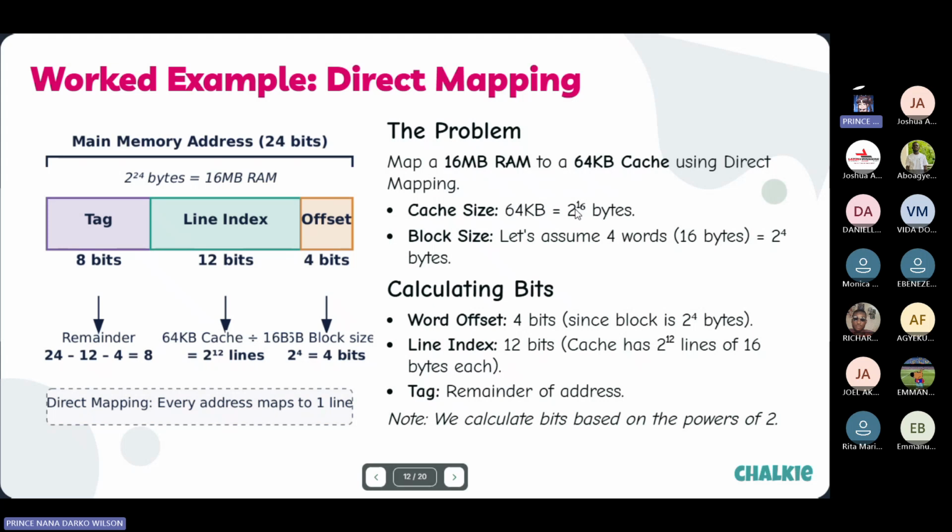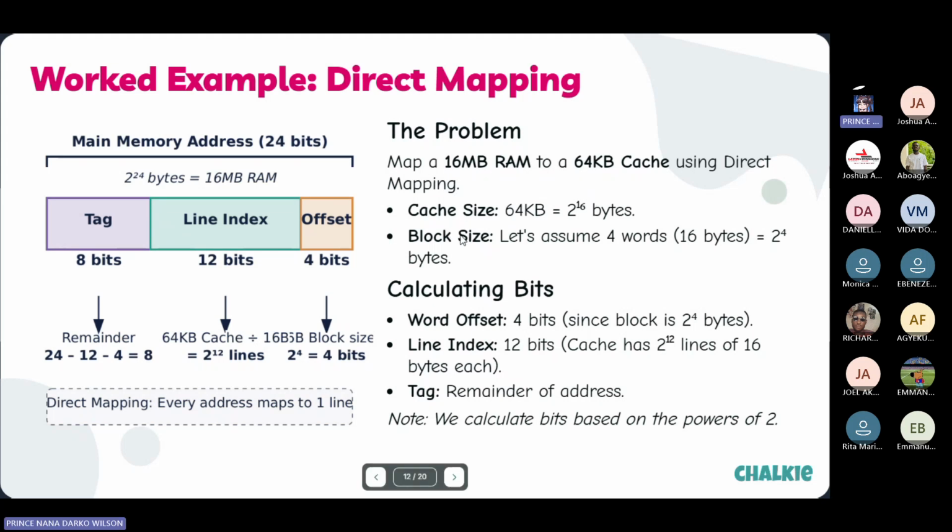So 2 to the power 16 bytes means we have 2 times 2 times 2, 16 times. So basically, we are going to require 16 spaces, each one holding 2 bytes. So that's the idea for the 64 kilobytes.